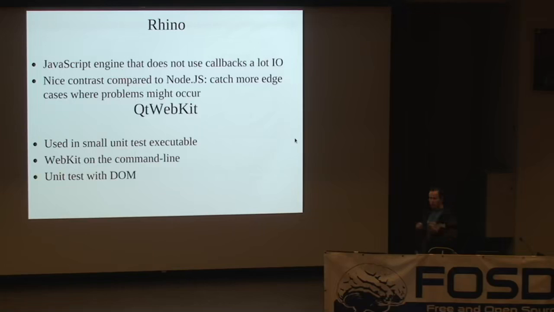Because the callbacks do need special attention. You need to make sure that if you pass a callback, you don't need it before you actually leave the current execution loop. And lastly, we're using Qt WebKit, because neither Node.js nor Rhino has a DOM, and we also would like to do tests on the DOM on the command line. So we have a Qt WebKit, which runs with no user interface, and which we can do more testing with.